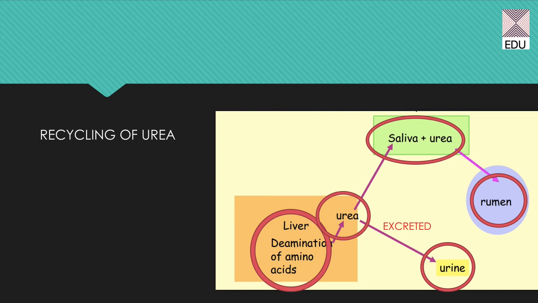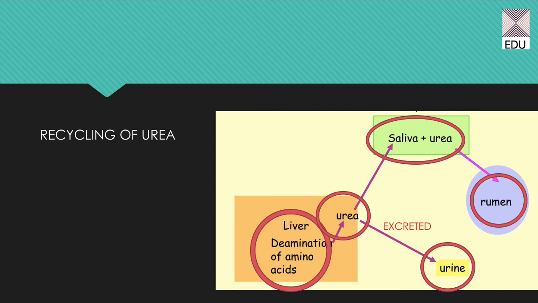Those proteins will be digested by the cattle, and amino acids will be formed, and amino acids will be deaminated in the liver, as it is shown here in the first step. Those amino acids will give urea again, and that urea will again mix with the saliva. It will again go to the rumen. So this is a cycle. So that's why it is called recycling of urea in ruminants.